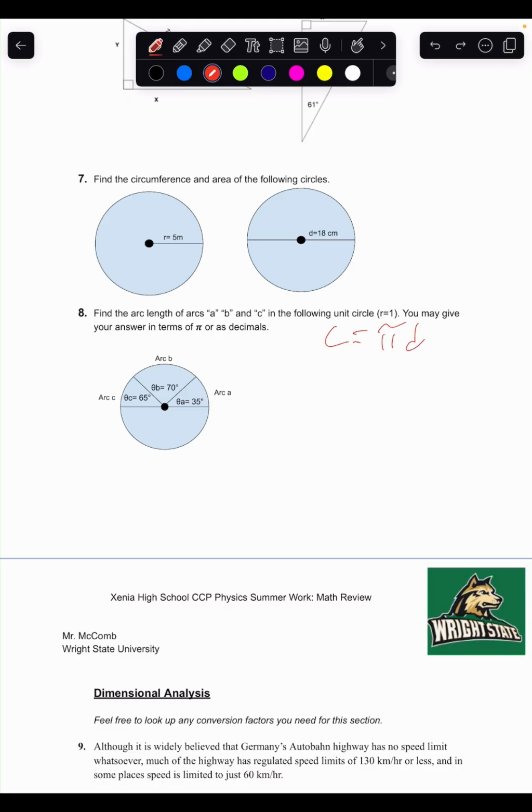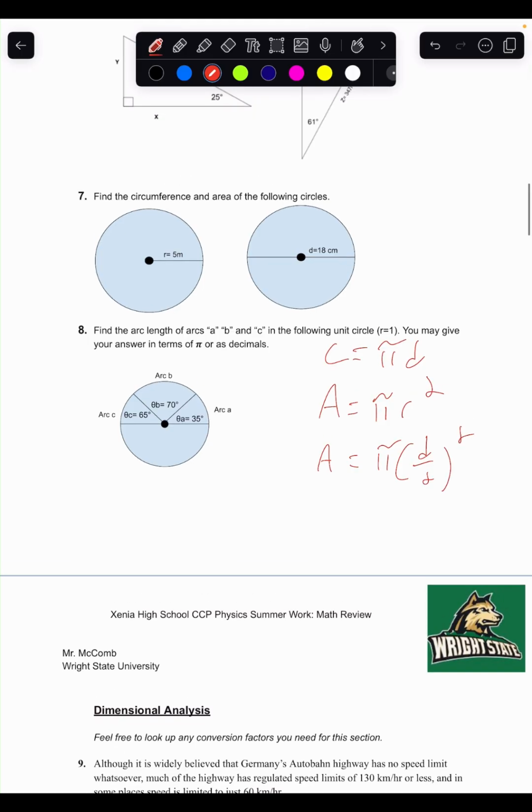That's easy enough. The formula for area, the proof for it is a little bit harder to remember. It involves calculus, actually, but it's equal to pi times the radius of your circle squared. So radius is half of your diameter, of course. So you could also, if you wanted to be annoying about it, write that as pi (d over 2) squared, like so.